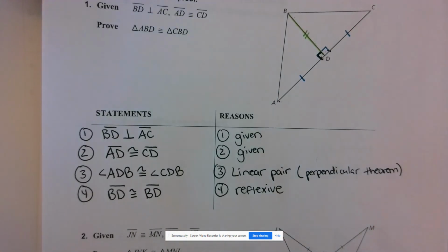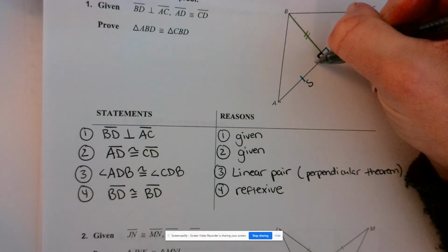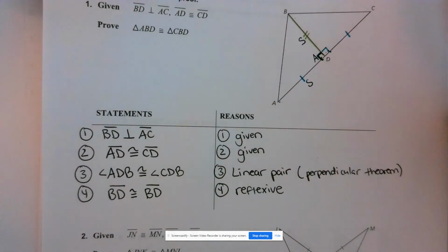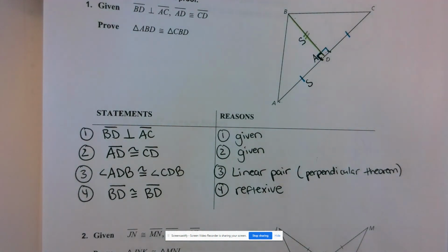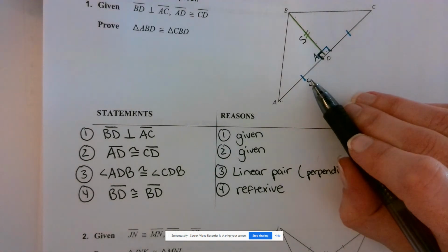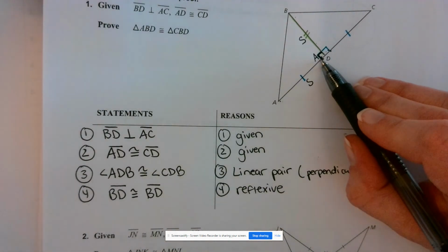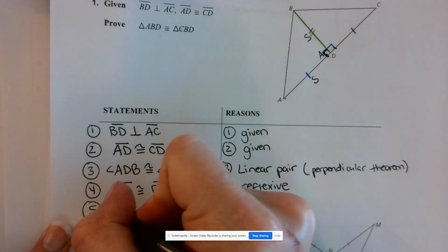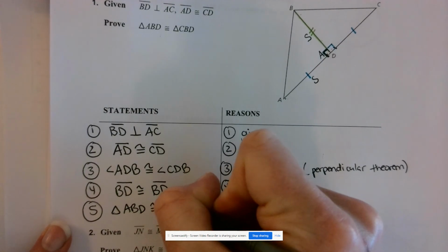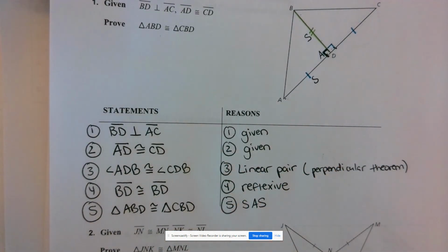So now in my picture, I've got a side, an angle, and a side that are congruent in both triangles. So because of the side angle side theorem, which says if you have two sides and the included angle congruent to each other, the triangles must be congruent to each other. So we have now proven that triangle ABD is congruent to triangle CBD by the side angle side congruence theorem.